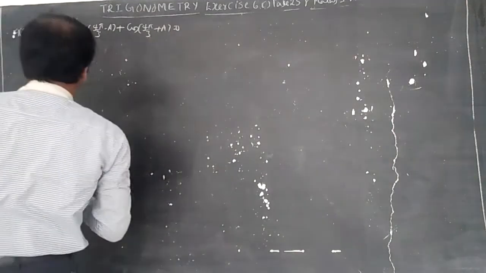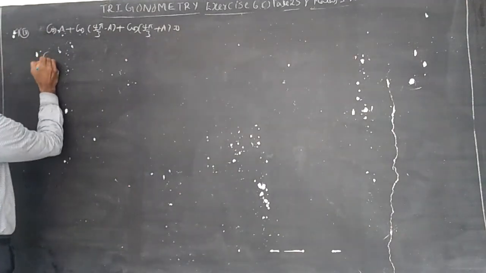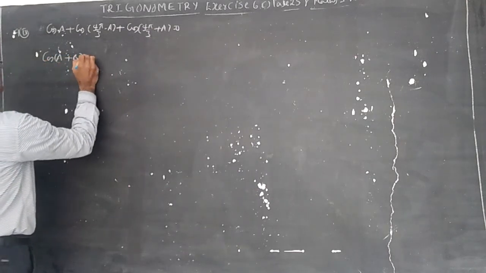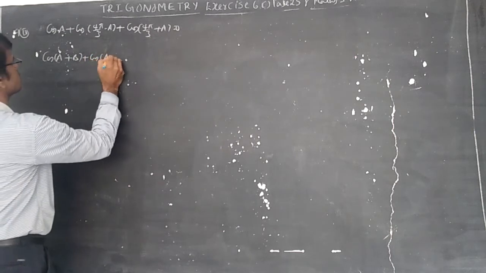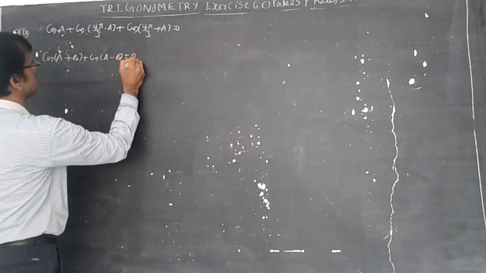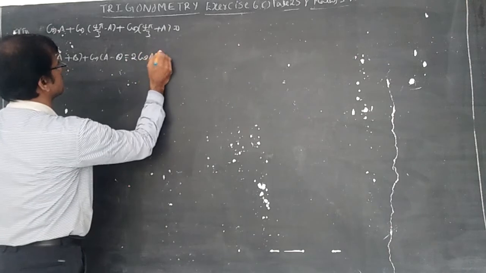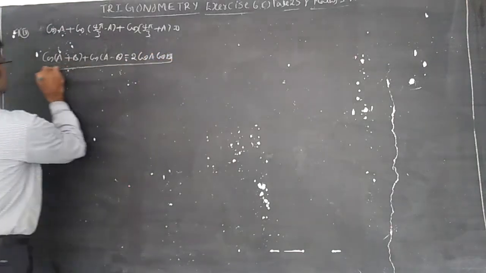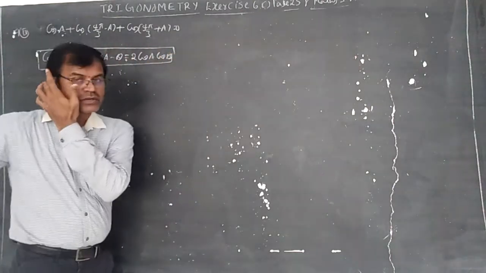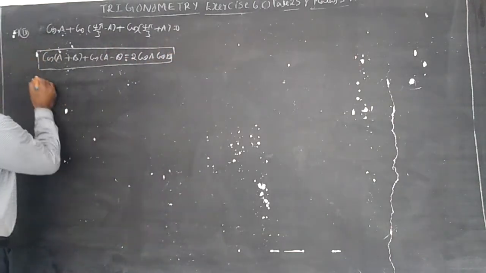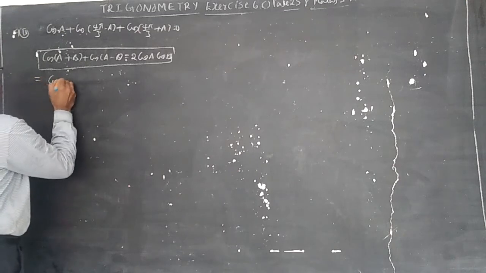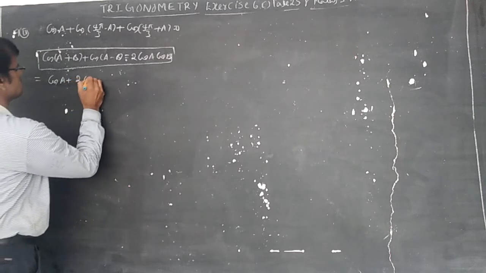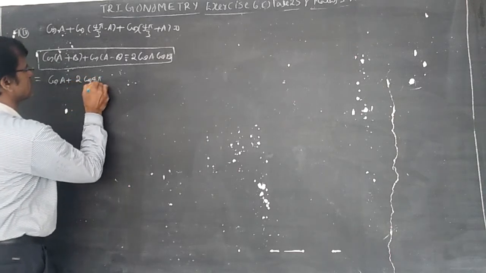Cos a plus cos of 4 pi by 3 plus a plus cos of 4 pi by 3 minus a. Let us remember the formula: cos of a plus b plus cos of a minus b is equal to 2 cos a cos b. So you can take here cos a plus 2 cos 4 pi by 3 into cos a.